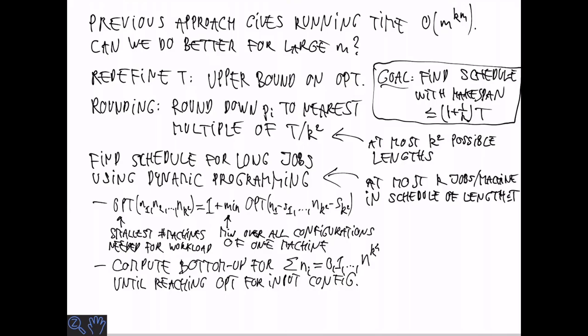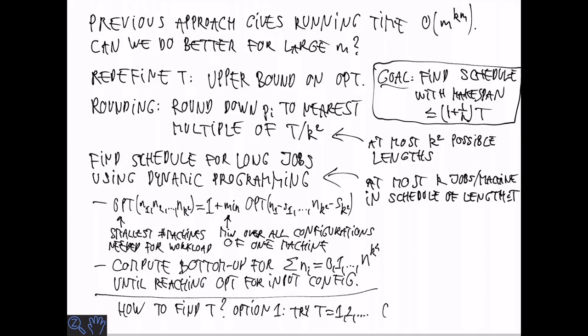So the final thing we need to discuss is how to find t. T needs to be an upper bound on opt, but it needs to be pretty close. So one easy solution is just to try t equals 1, 2, 3, and so on. There's a smarter choice, which is described in the book.